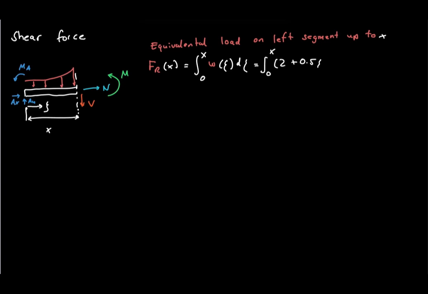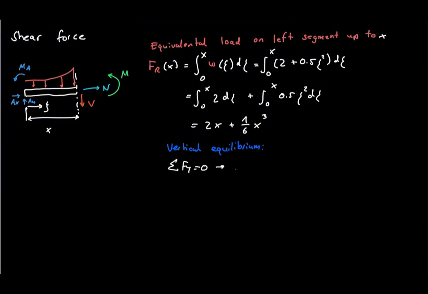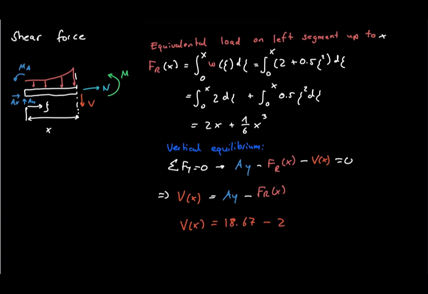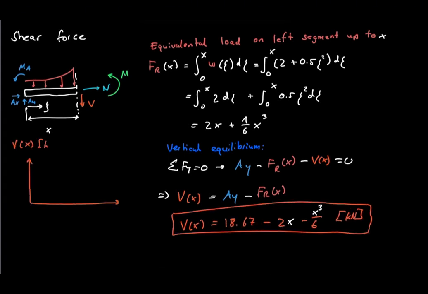Evaluating the integral gives 2x plus x cubed divided by 6. Applying vertical equilibrium gives the shear force function. It equals 18.67 minus 2x minus x cubed divided by 6, measured in kilonewtons. At the wall, where x is 0, the shear force is 18.67 kilonewtons. At the free end, where x is 4 meters, the shear force becomes 0.